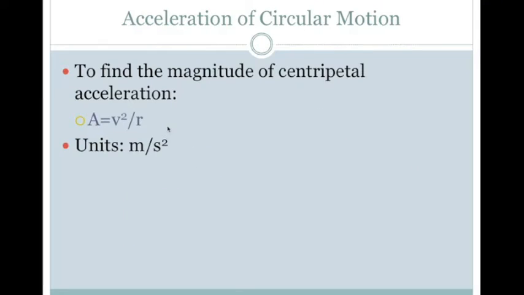So the last thing for today, the acceleration of circular motion. To find the magnitude of centripetal acceleration, use the formula a = v²/r, and the units are meters per second squared. It's easy to remember this formula because it comes from sum of all the forces = ma. And a stands for the acceleration of circular motion, which is v²/r.